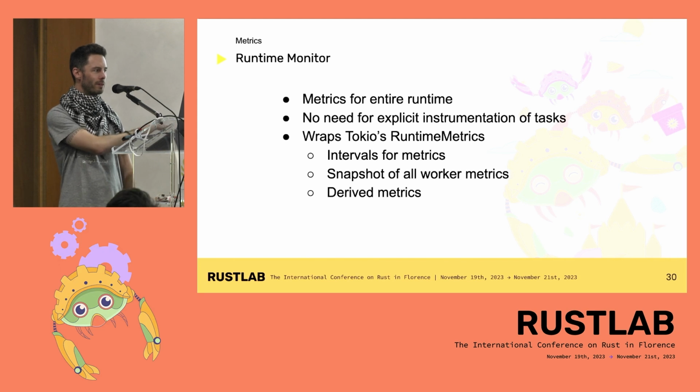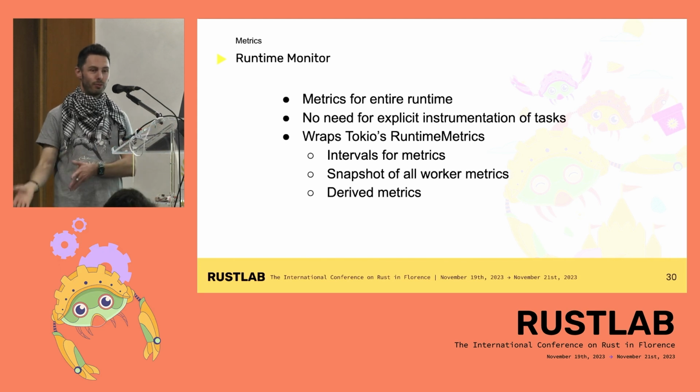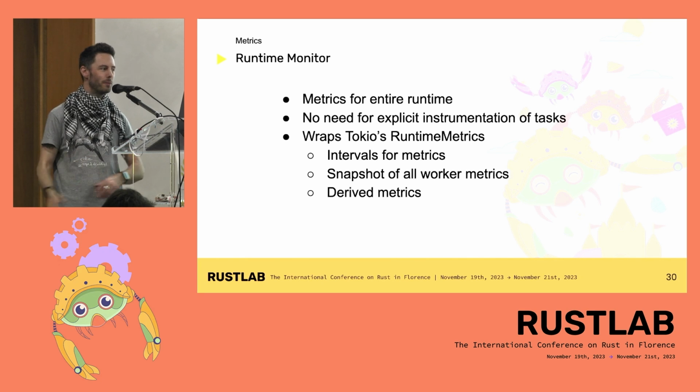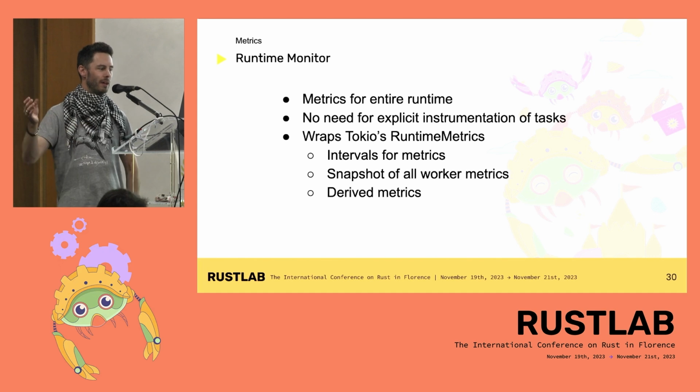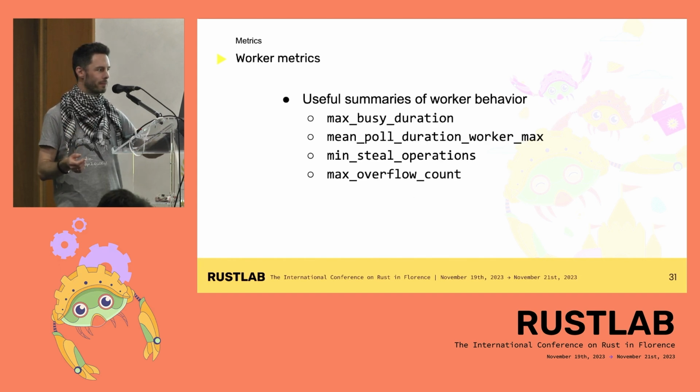So runtime monitor is metrics not for specific tasks that you've instrumented, but now for the entire runtime. You don't need to explicitly instrument anything. It wraps Tokio's runtime metrics, and it does the same thing as the task monitor. So you get intervals for the metrics, you get also on top of that a snapshot for all of the metrics, whereas that requires a little bit more work from the base metrics from Tokio. And it also provides derived metrics like the task monitor does.